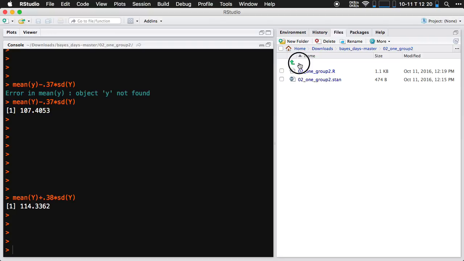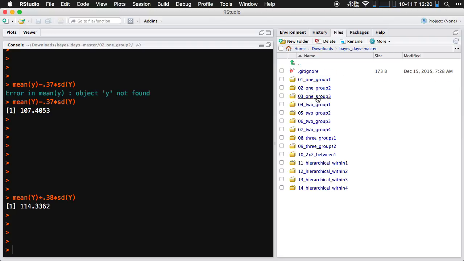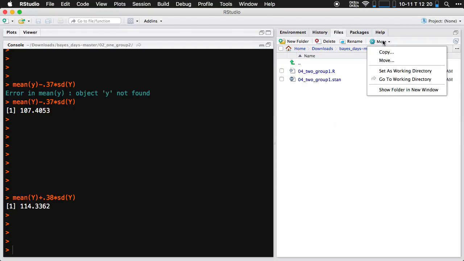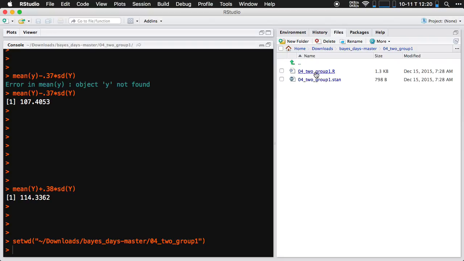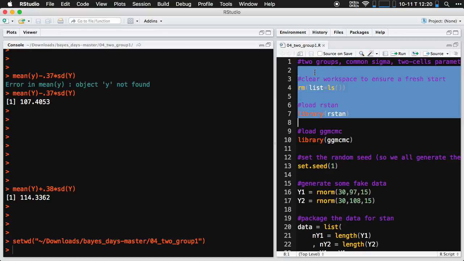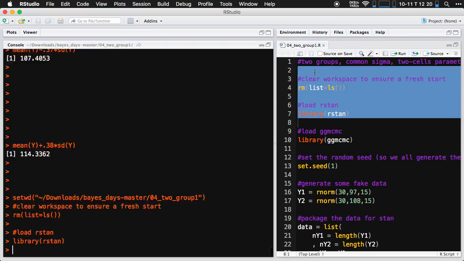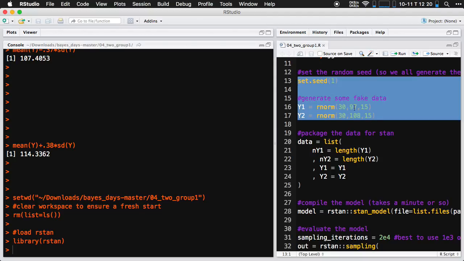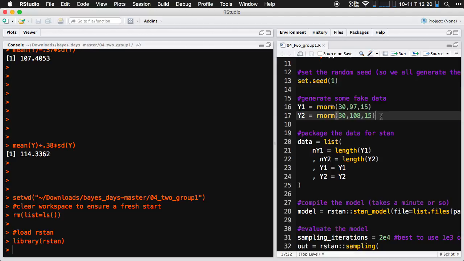So in my files, I'm going to skip to the 2 group one, 04 2 group 1. I'll make sure to set it as working directory and open up the R file. I'll run a little bit at the top. It's going to remove anything that's in the working directory just in case. We've got some data generation here. Again, in this section we're pretending to be God and creating some data with known population values, but then we're immediately going to forget those.